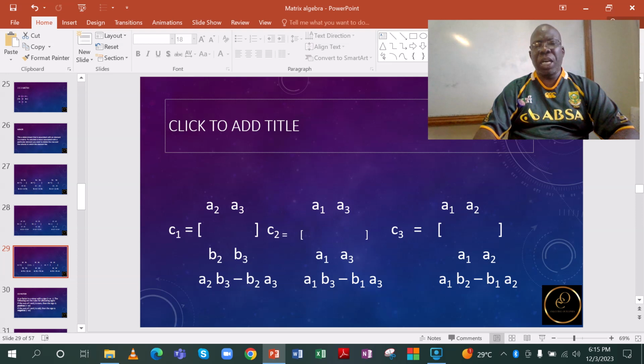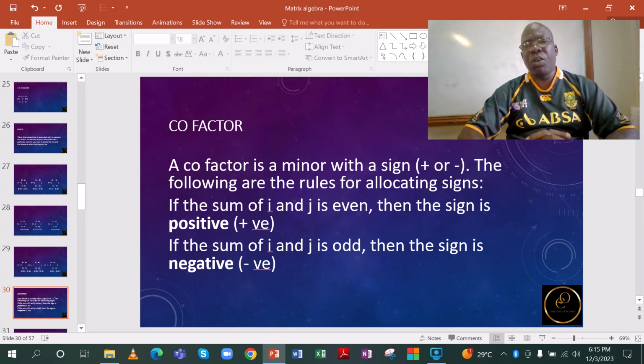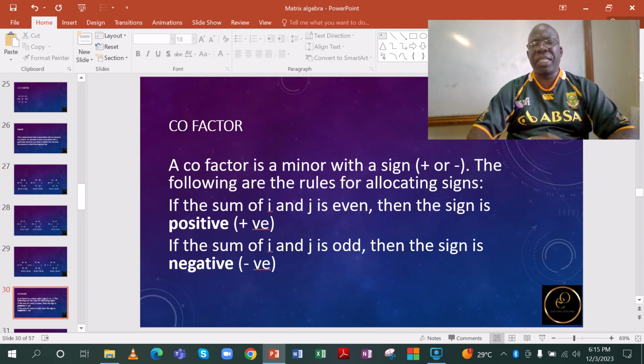Okay, so now we proceed. We develop ideas about a cofactor. Once we have identified the minor, we can come up with a cofactor. A cofactor is simply a minor with a sign, either a positive or a negative. The following rules are used for allocating signs to the minor so that we come up with a cofactor.